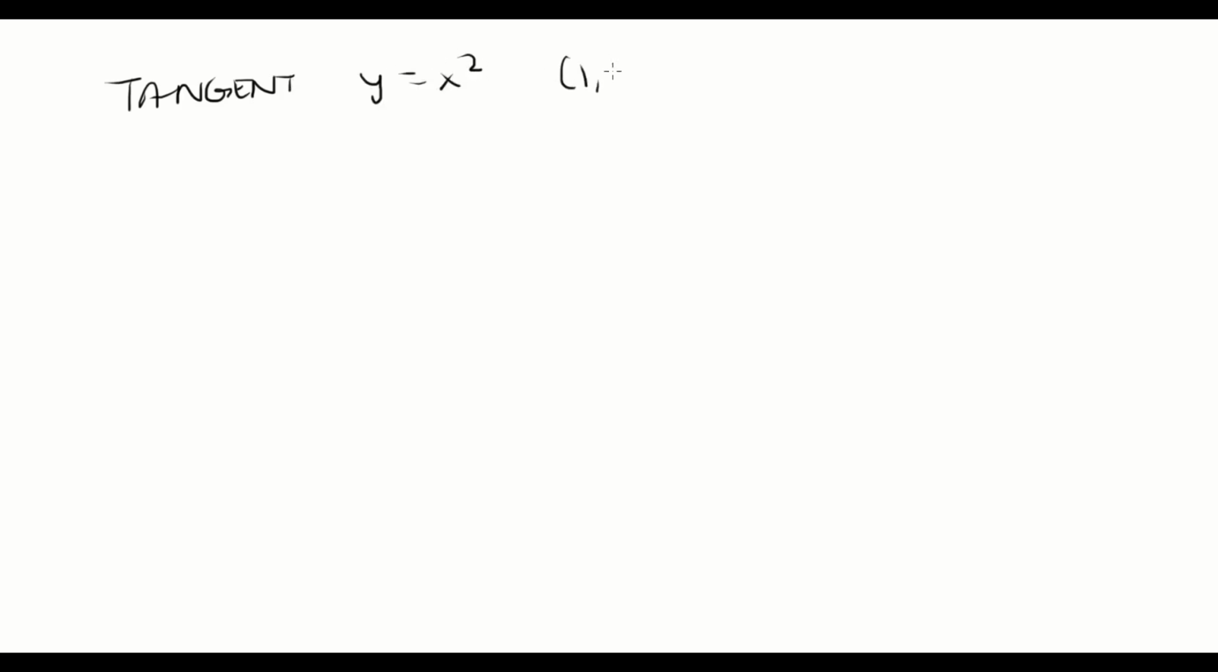At the point 1, 1. So basically, you have your equation y equals x squared, and you have a line that goes through this point 1, 1. It's tangent to the parabola. So we just got to figure out what's that tangent line right there.